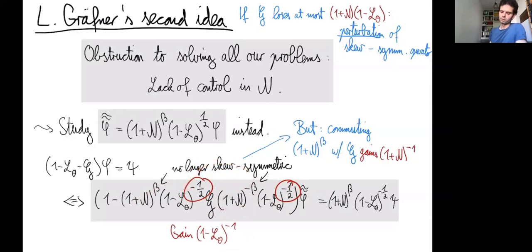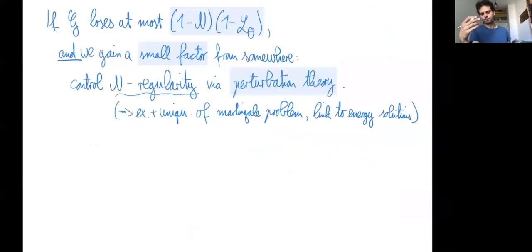Bringing this out of the G, as we saw before by this Taylor expansion of the function 1 plus n to the beta, gains us some regularity in n. And so if we know that G loses at most 1 degree of regularity in n and 1 degree of regularity in L theta, then we can see this as a perturbation and use some perturbation theoretic result to tell us that the inverse is still bounded uniformly in M, and then you can carry the whole process through. So if G loses at most that, and we can gain a small factor, then we control the n regularity through a perturbation theoretic result. And once we have the regularity in n, we already have the regularity in the other variable.